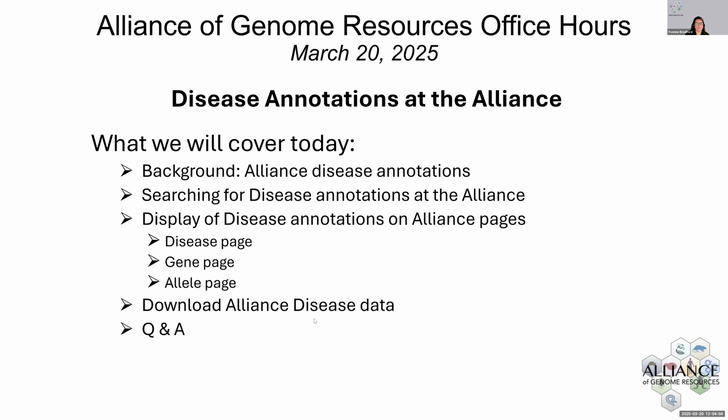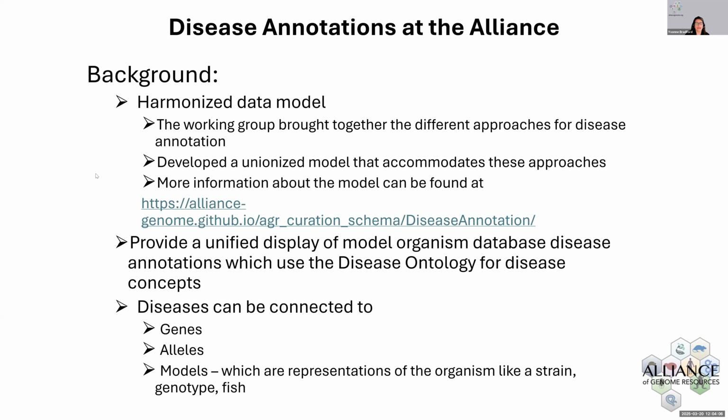Okay, so first up, background. The Alliance provides a harmonized data model. The Disease and Phenotype Working Group brought together all of the different approaches for disease annotations across the mods, and we developed a unionized model that accommodates these various approaches. You can get more information about the model if you go to this link. I'm not going to go over the model in detail, but this is a nice representation of what our model is.